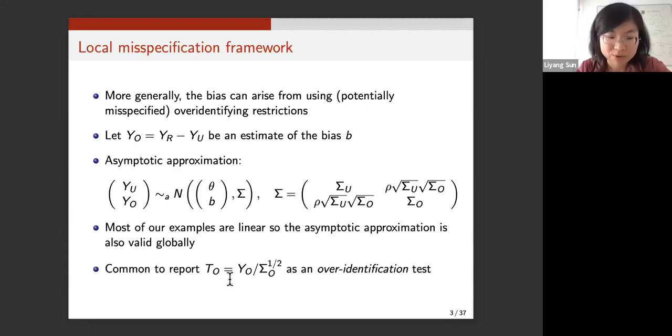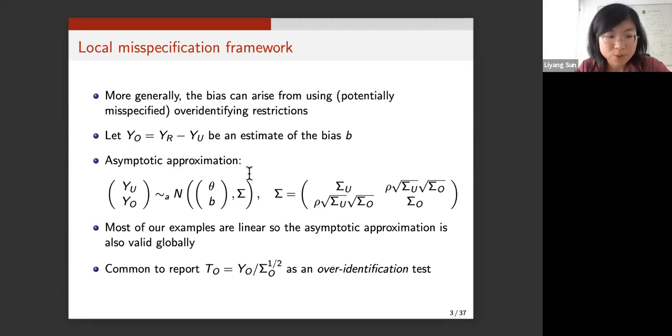This is also sometimes referred to as a Hausman test if the restricted estimator YR turns out to be the most efficient estimator when there's really no bias. But we don't restrict ourselves to the Hausman setting. Specifically, if we look at the asymptotic variance-covariance matrix between YU and YO, which we also take to be consistently estimable, there's no restriction placed on the off-diagonal terms. But as it will turn out later, it will be useful to reparameterize sigma in terms of the correlation coefficient rho here, which you can think of as roughly measuring how much more inefficient YU is relative to YR if there is no bias.